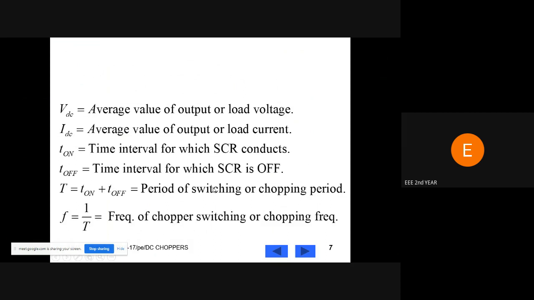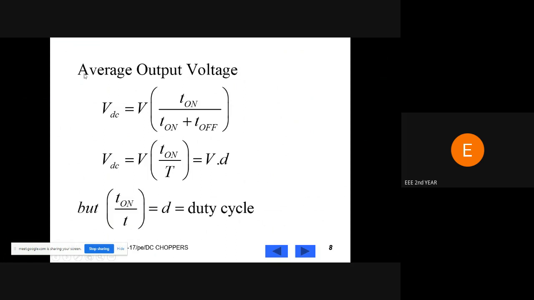This is the frequency of a chopper, which is called the chopping frequency, or else called the frequency of chopper switching. So the average output voltage VDC is equal to V of T on by T. That is the input voltage into the total time period, which can be calculated in terms of T on divided by T on plus T off, right?